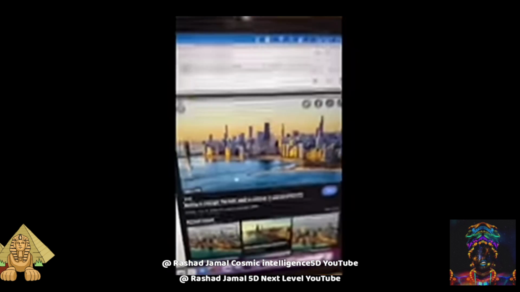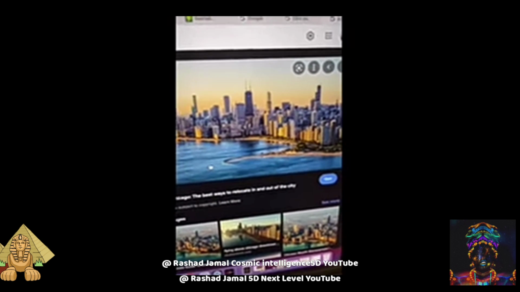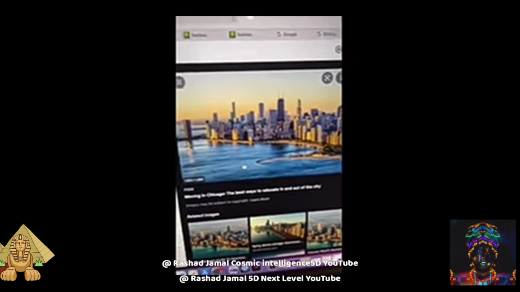I'm trying to get a better view. Get that angle. We'll try to go right here. But look, this is downtown Chicago, my home city. Shout out to the shot. All right, but Chicago.